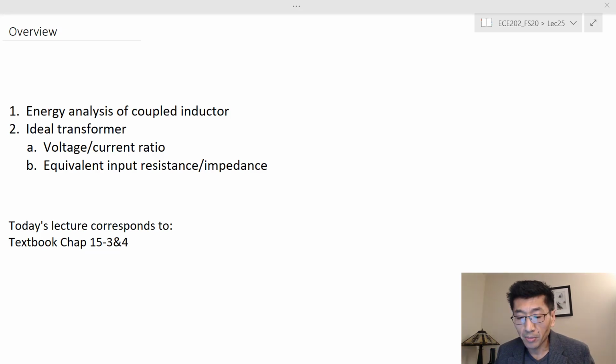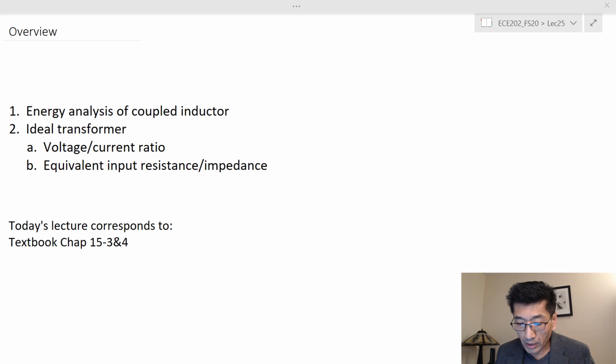So today we're going to talk about a couple of topics. The first one is the energy analysis of the coupled inductor. Let's see how the energy is stored in the inductor, and there's a possible way of minimizing the energy stored in the inductor. And the second topic, the ideal transformer, which covers the basics of the voltage and current ratios, and also the equivalent impedance due to the transformer.